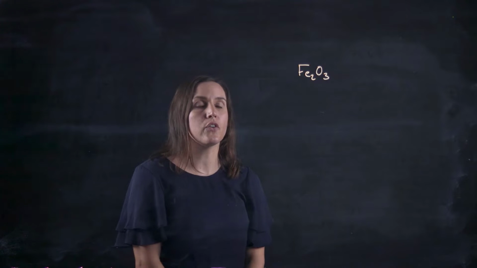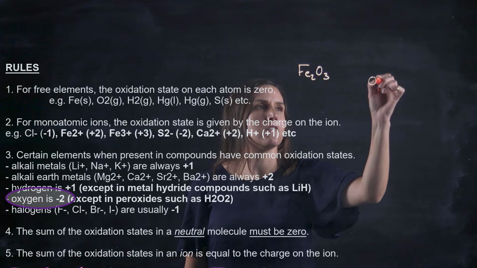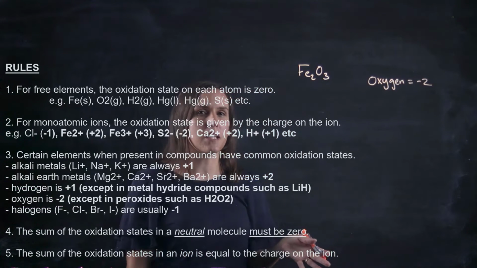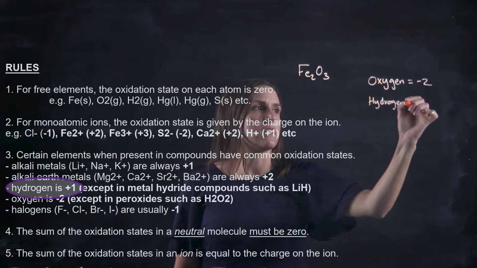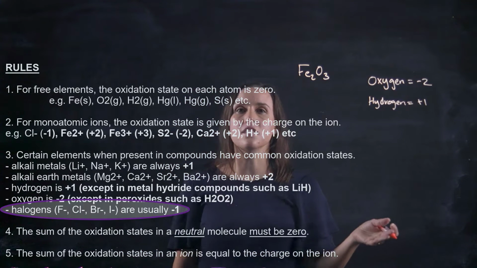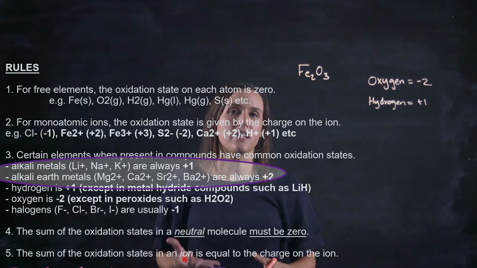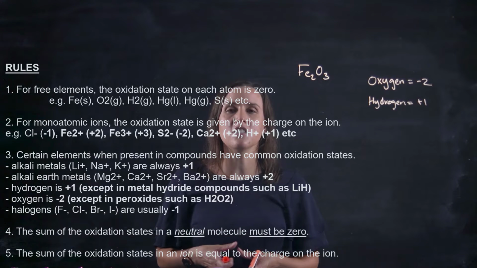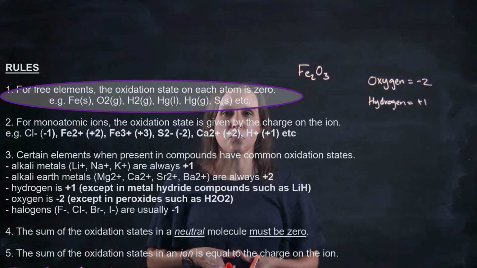So we've got Fe2O3. So the general rule that you need to remember is that oxygen is always -2, in most cases. There are exceptions. Hydrogen is +1. So if you have any halogens or metals, they will have their charges as well. If an element is by itself with a charge, it will be the charge. If the element is in its elemental state, it would be 0.